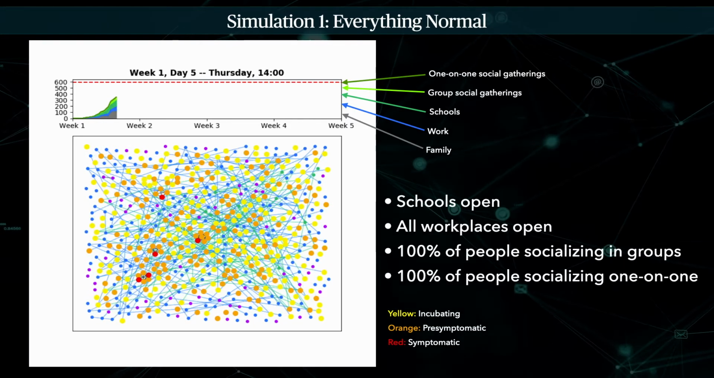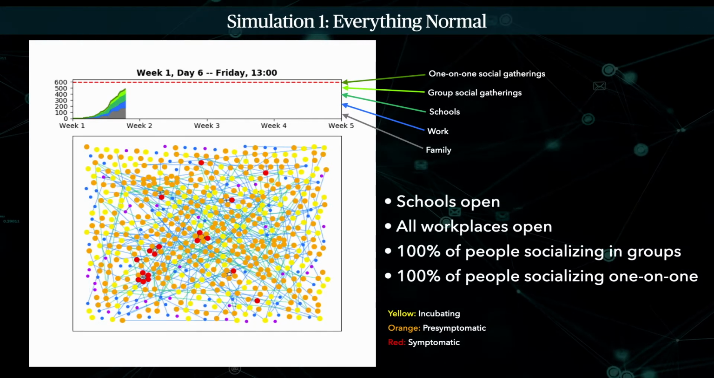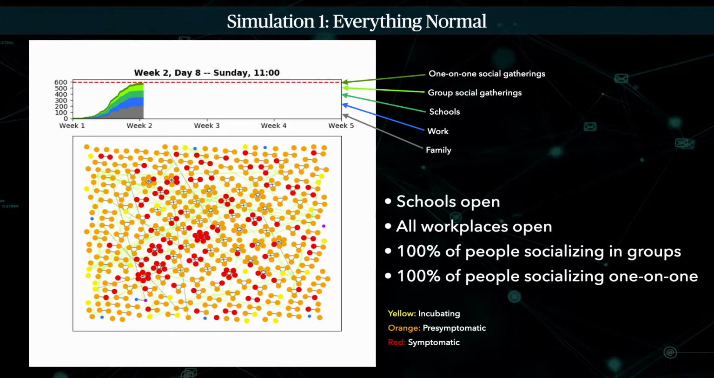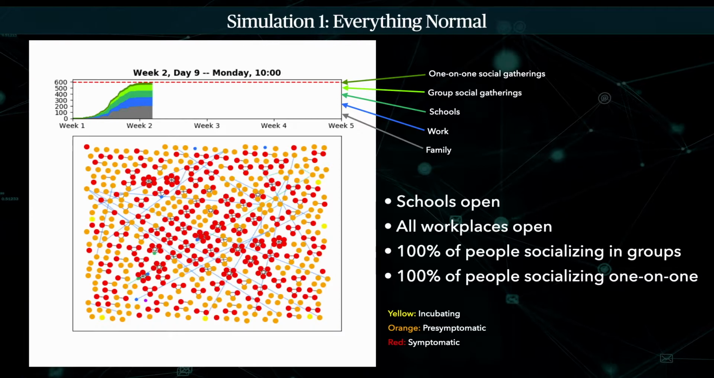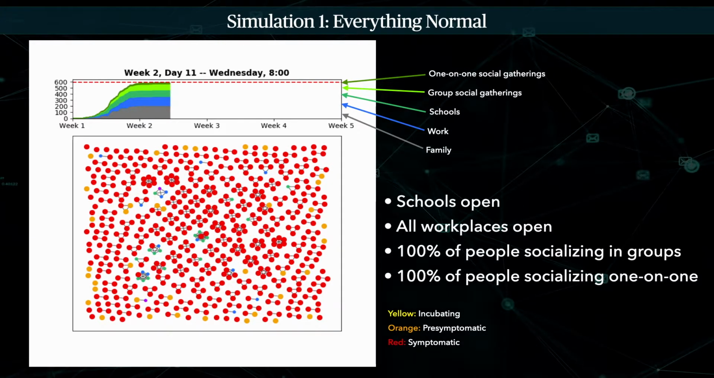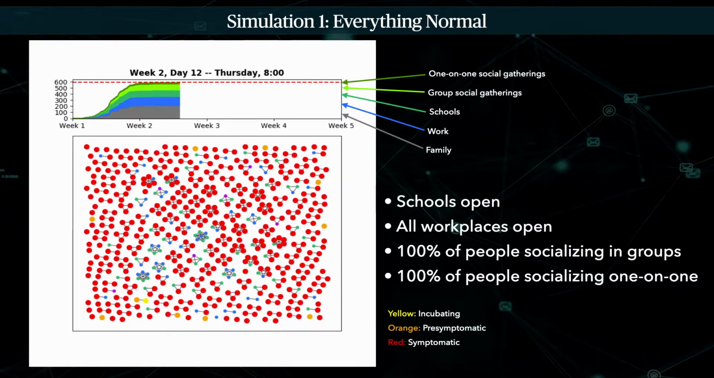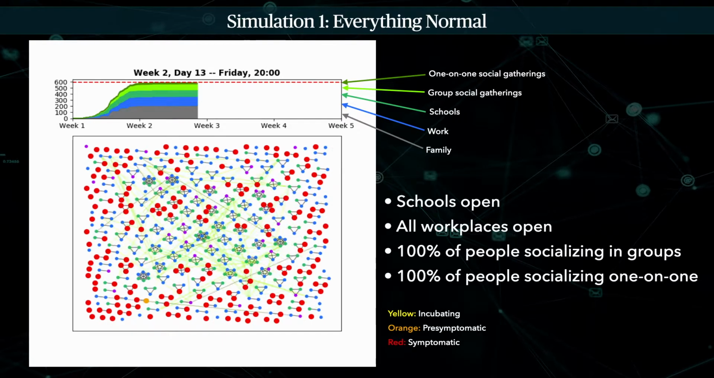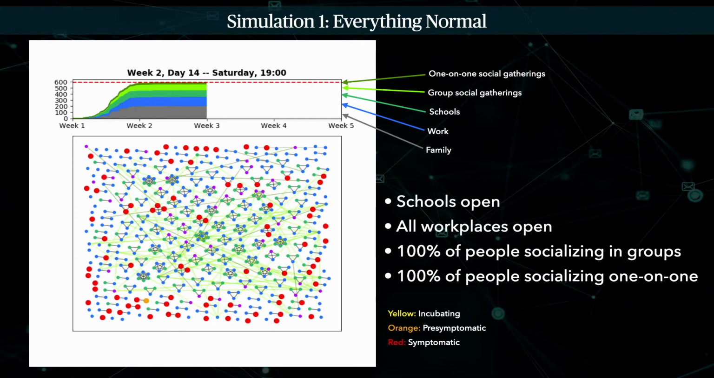The yellow dots are incubating, the orange dots are pre-symptomatic, and the red dots are symptomatic people. As we can see, before anyone showed any symptoms, almost the entire population was already infected. For our purposes, we do not need to simulate any deaths, but one need only imagine how much damage this scenario would do to our simulated community.